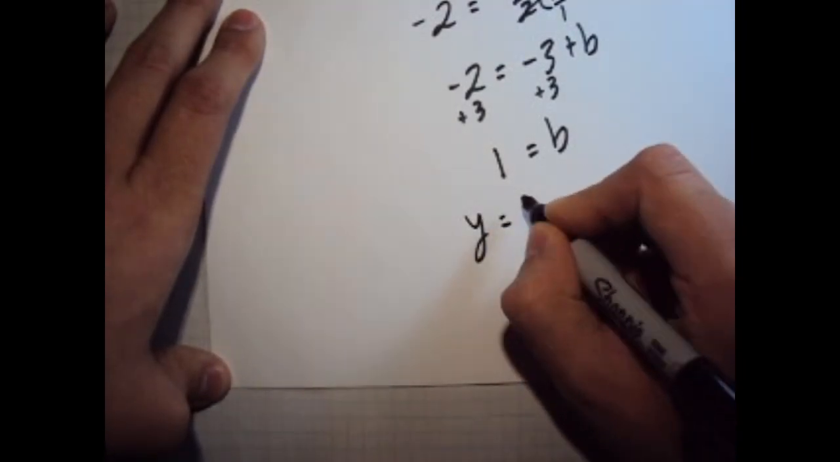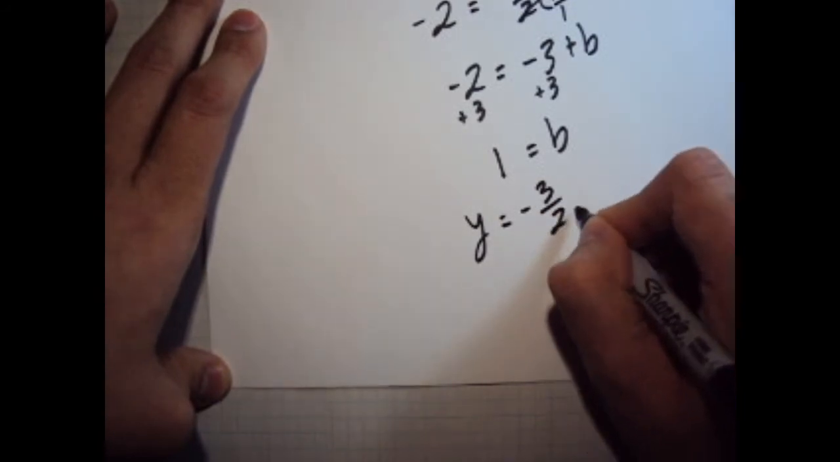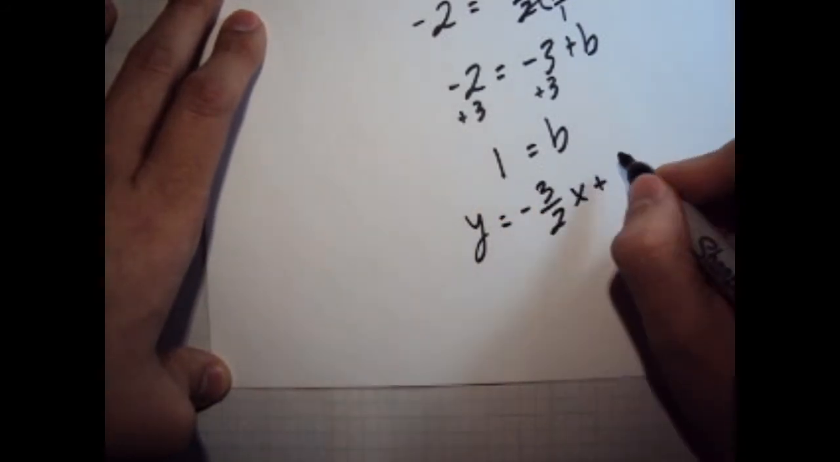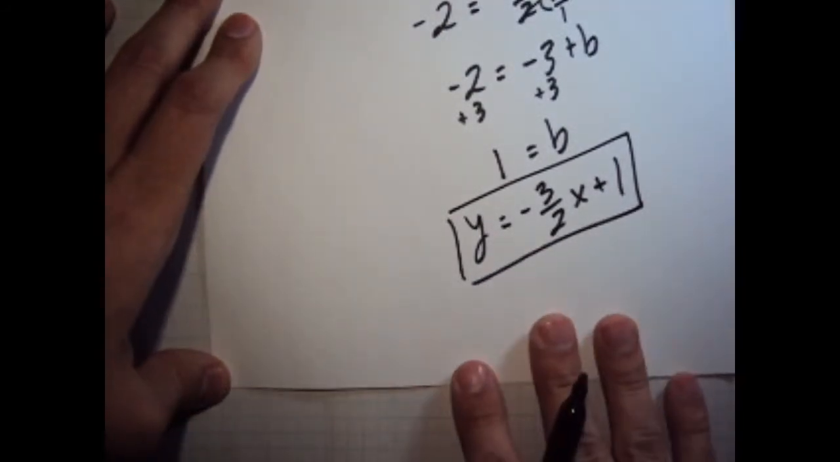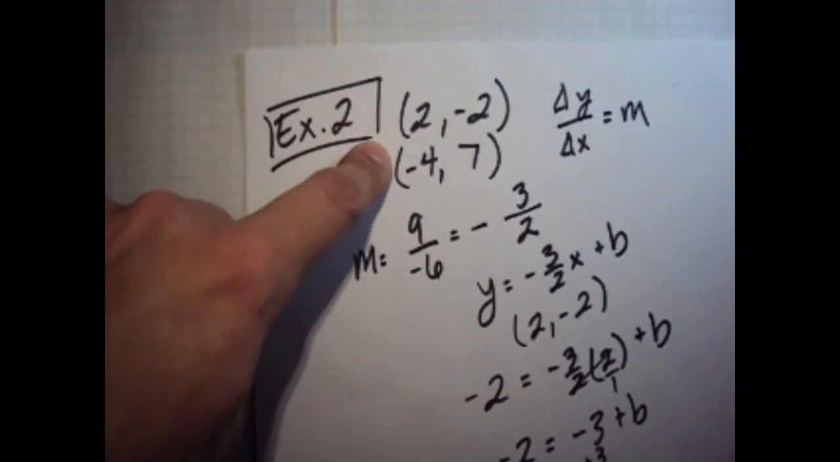So we have y equals negative 3 halves x plus our b, which is 1. So that is our equation for the line going through these 2 points.